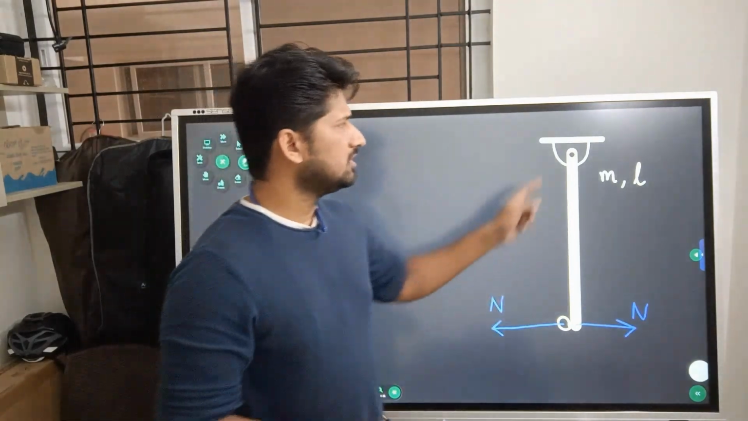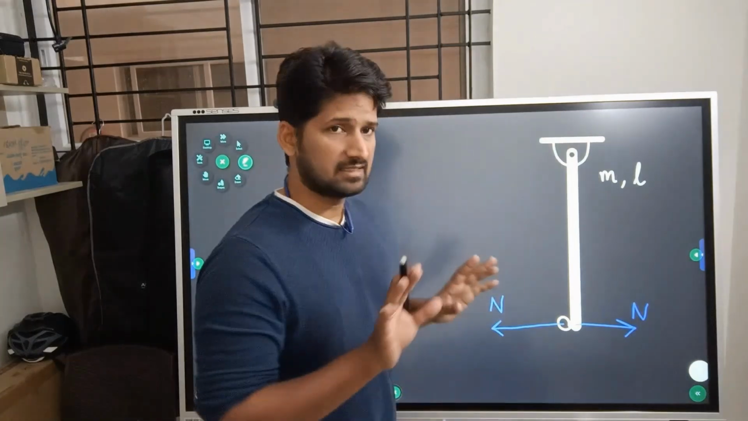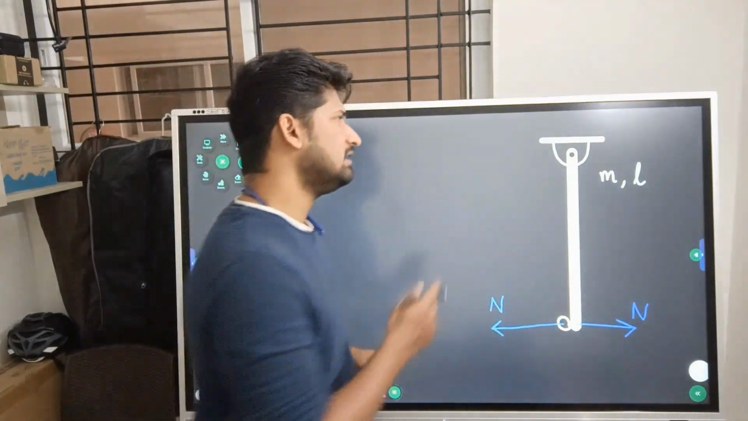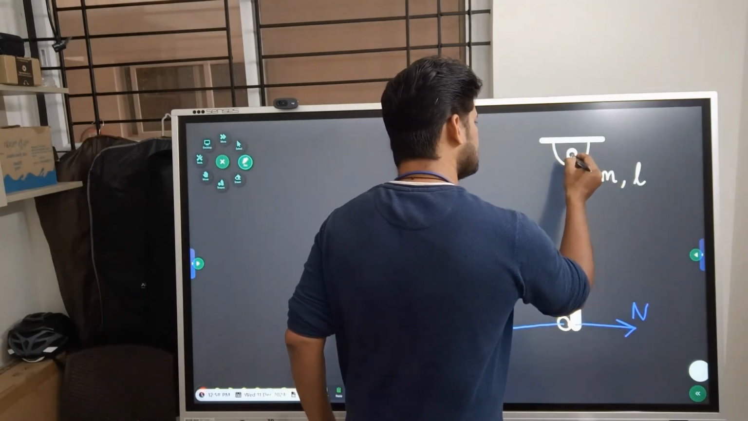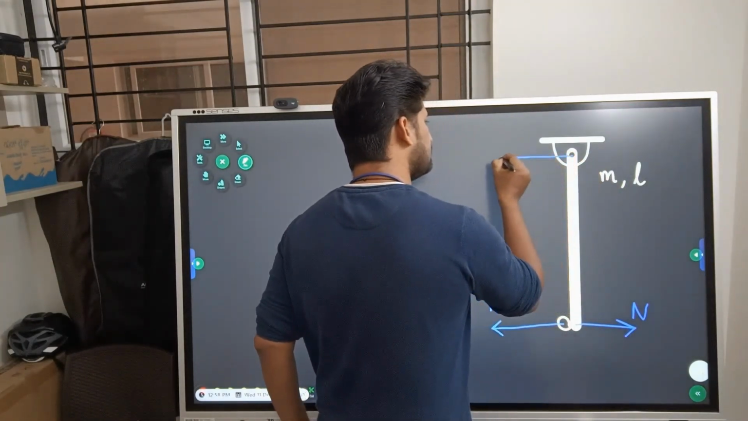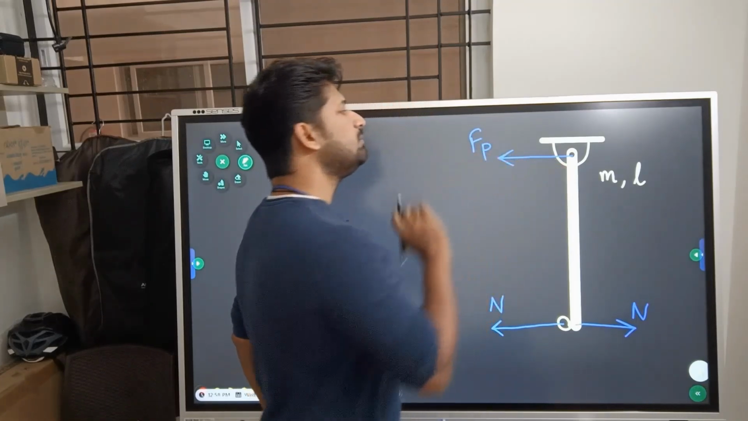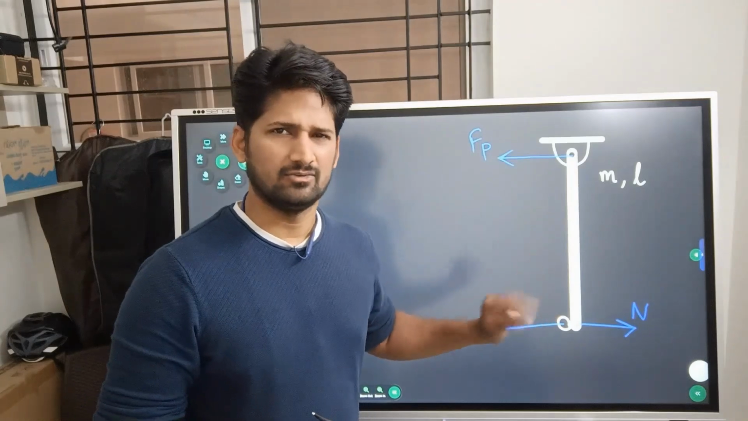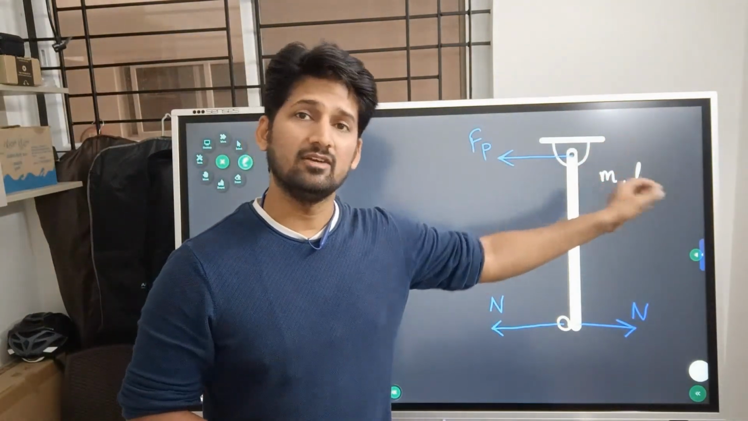Let us assume that end of the rod has a tendency to move in the forward direction. It is just an assumption. We don't know for sure in which direction it tends to move. Let's assume it has a tendency to move in the forward direction. Then in that case, the force exerted by the pivot, let's call it Fp, will be in the backward direction, in order to prevent the motion of that end of the rod. It could be in any direction depending on the direction in which the end of the rod has a tendency to move.